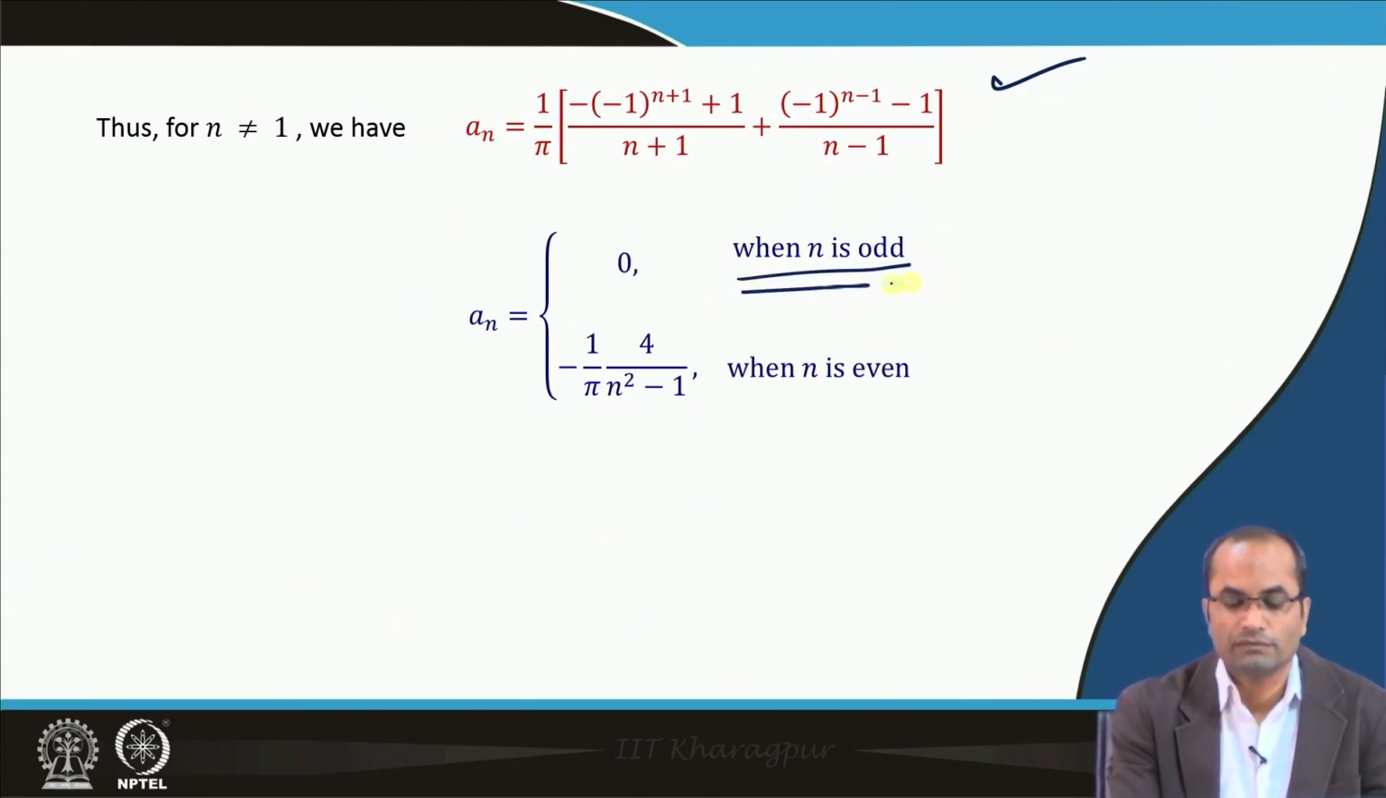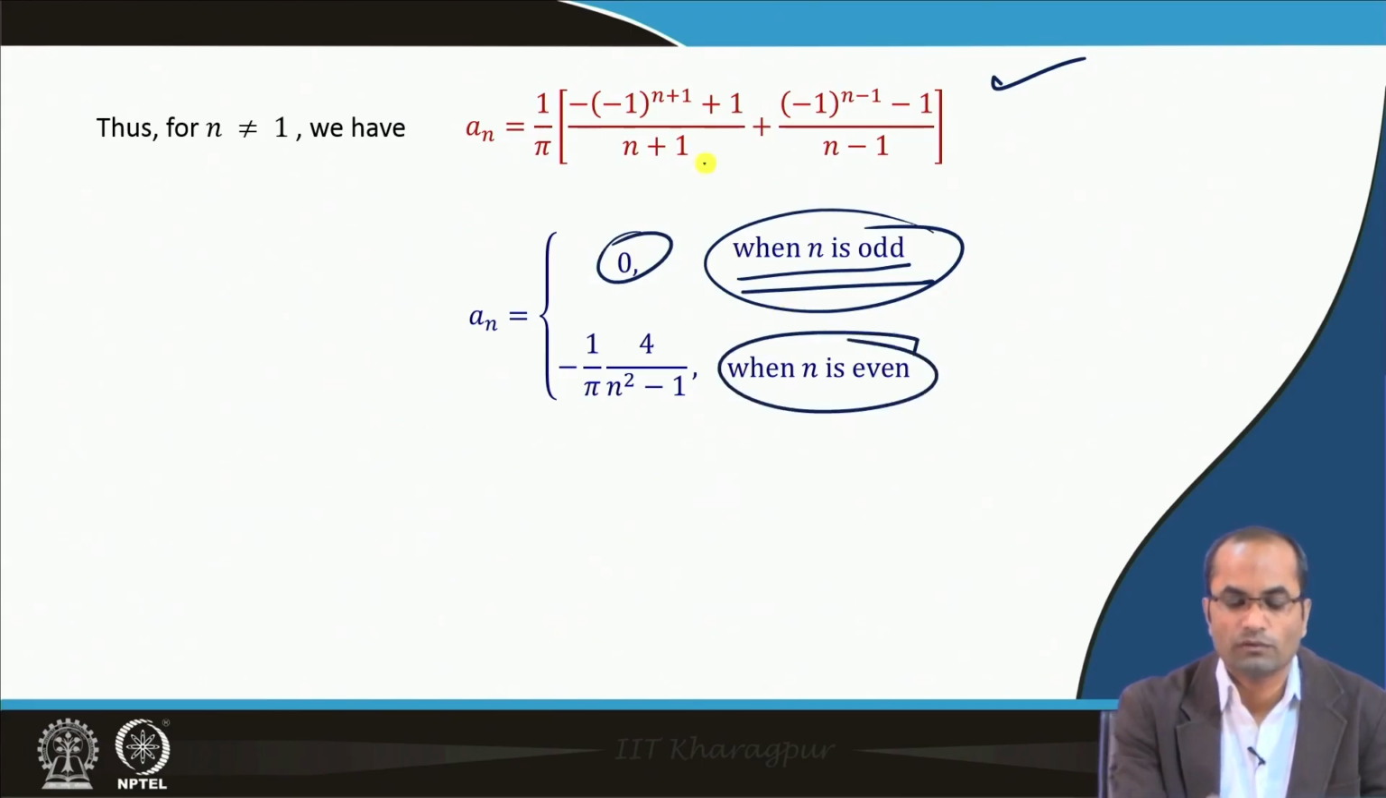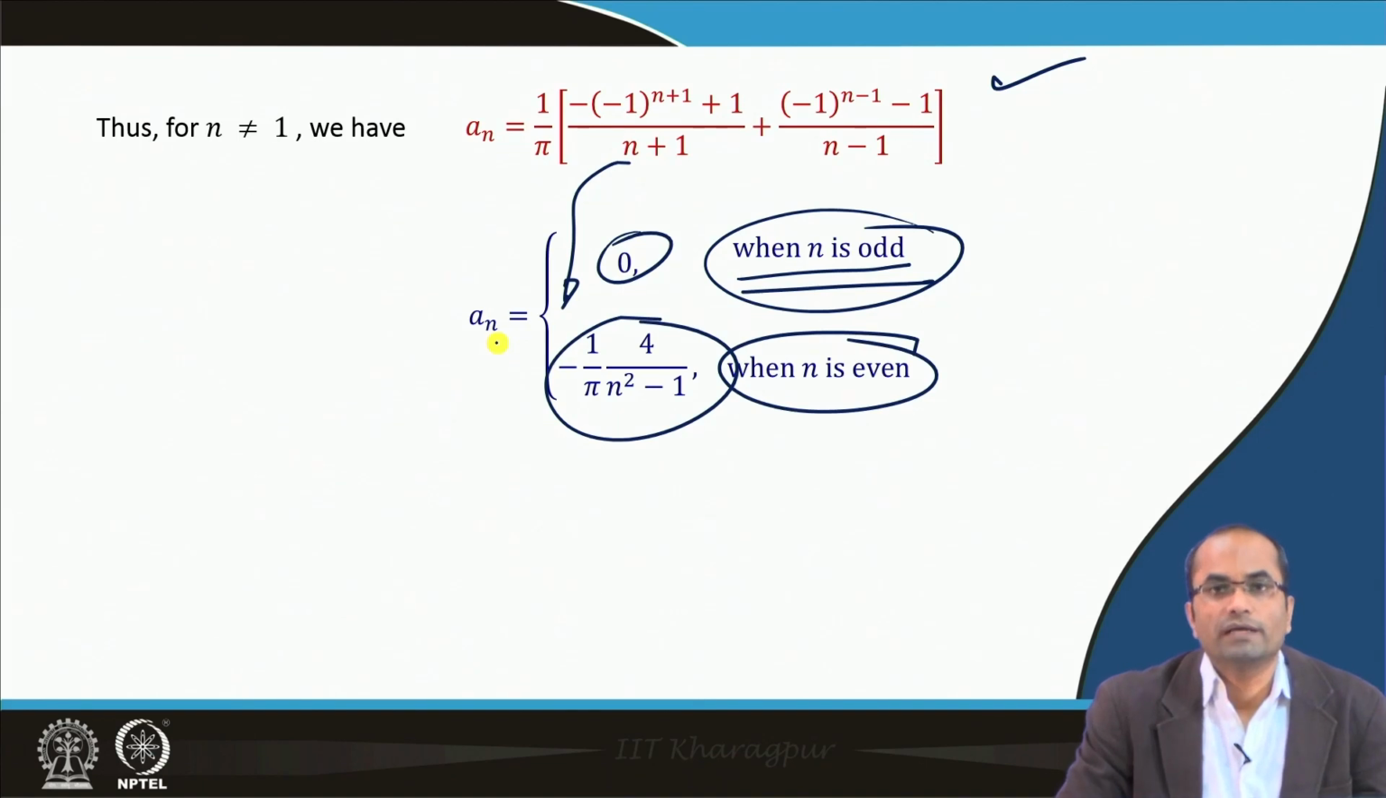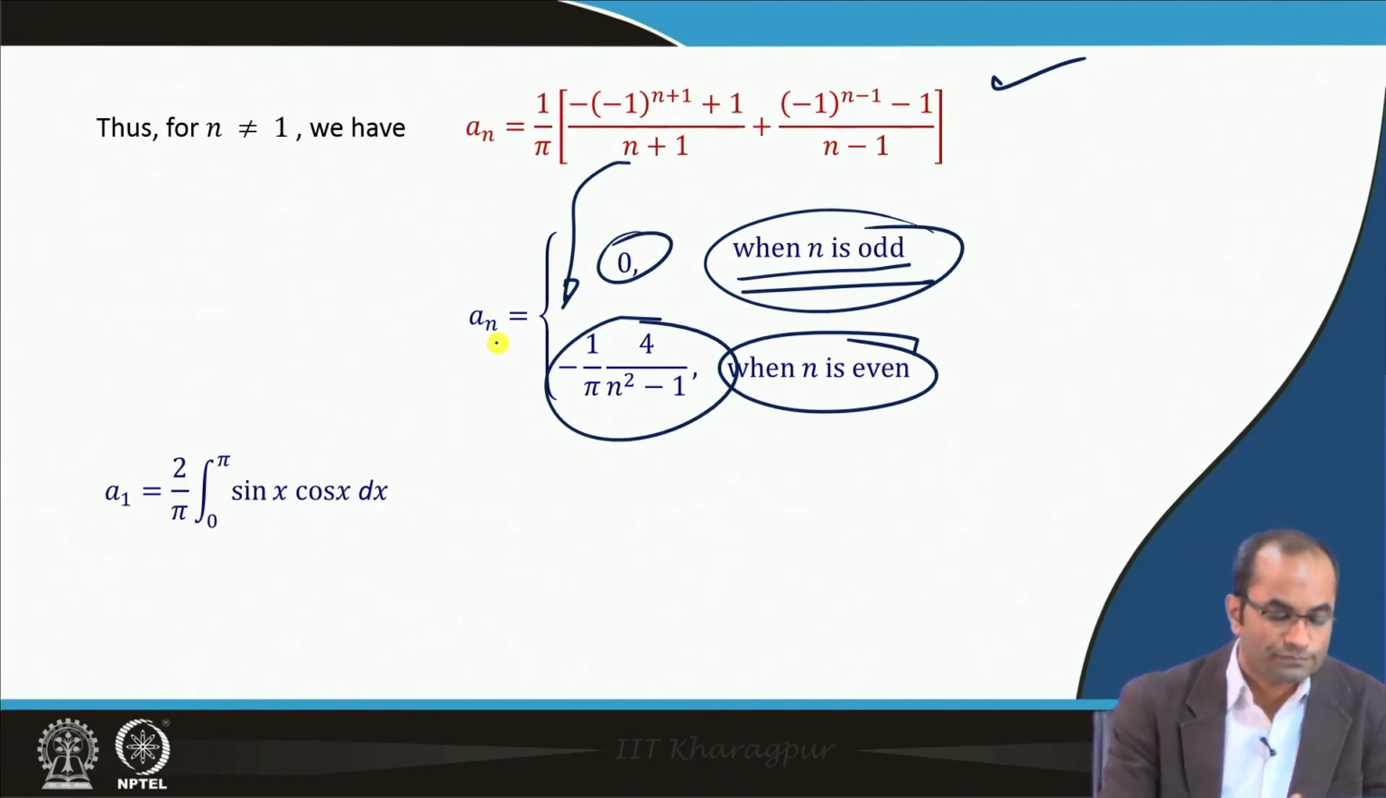So, for n not equal to 1 we have this formula, which can be further written in a more simplified form. When n is odd this will become 0, and when n is even this can be simplified to this: minus 1 over π and 4 over n square minus 1.